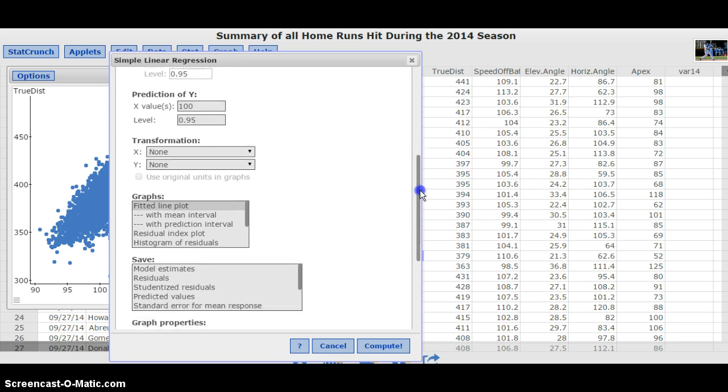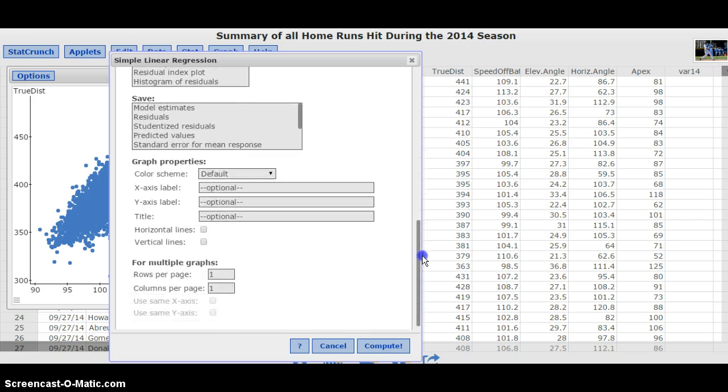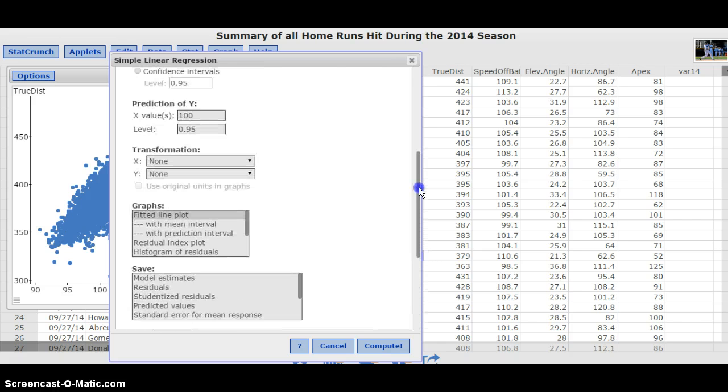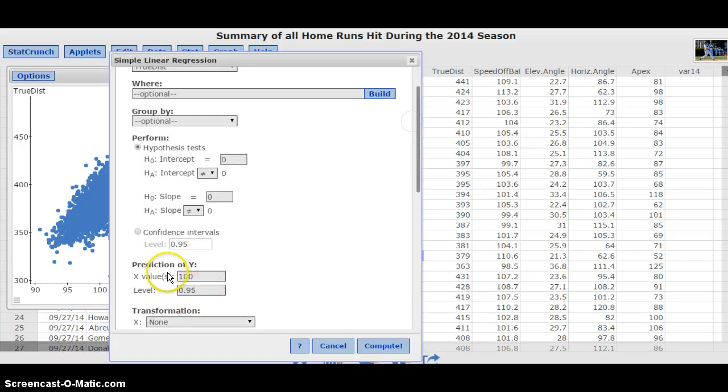The other things are just options that you can pick. You don't have to pick any of these for our purposes right now. We're just going to run the regression. Again, this prediction thing is an option. I'm just doing that to show you that you can use it to help predict an outcome that you're curious about. So we're going to go ahead and hit compute.